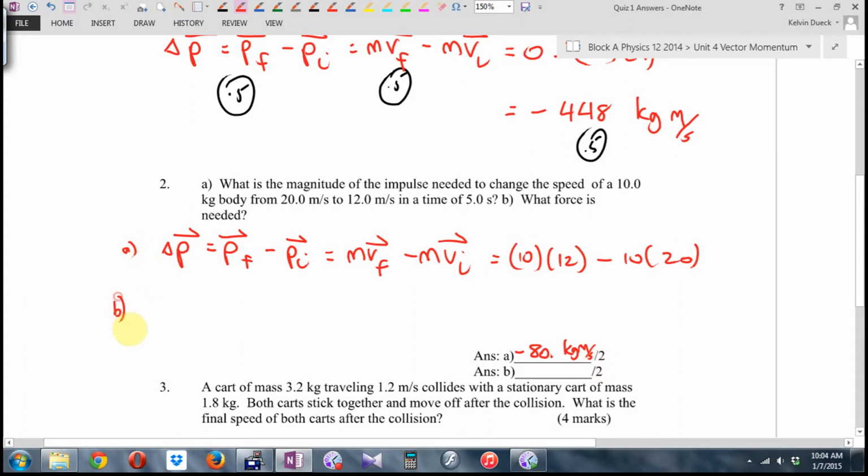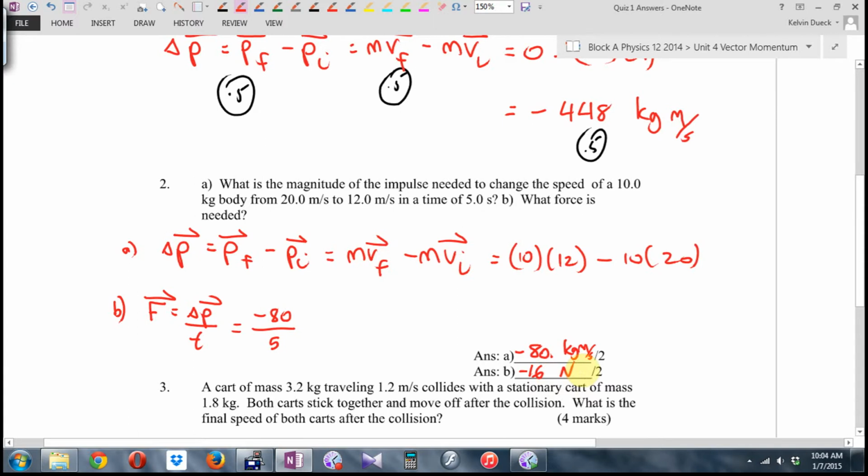B. What force is needed? Well, force is impulse over time. Not momentum over time, change in momentum over time. So it's going to be negative 80 over 5. Now technically it's negative 16 newtons. Is that right, by the way?